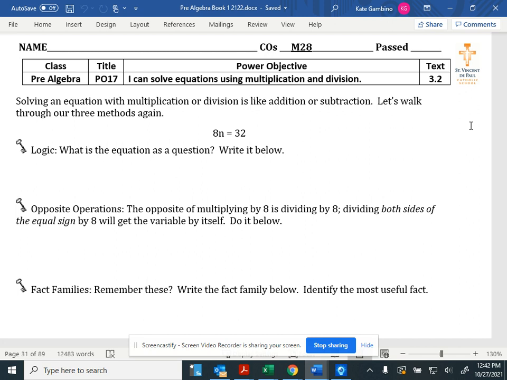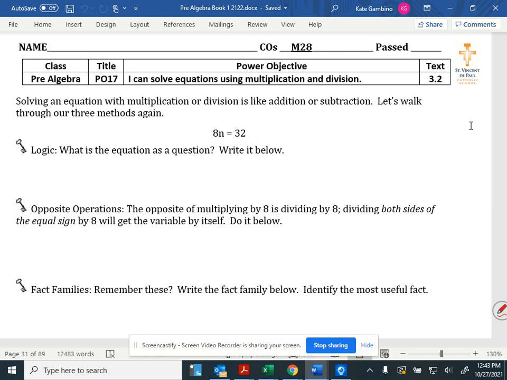I can solve equations using multiplication and division. So the first thing we're going to look at is those different ways that we can solve. Yesterday we were looking at some different ways. Today we're going to look at different ways to solve the equation again. So solving an equation with multiplication or division is like addition or subtraction. Let's walk through our three methods again.